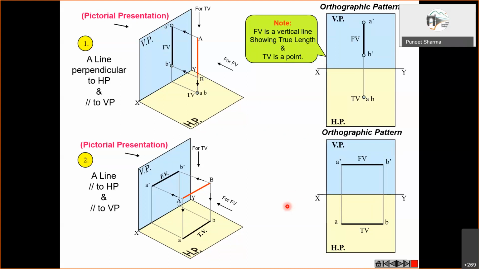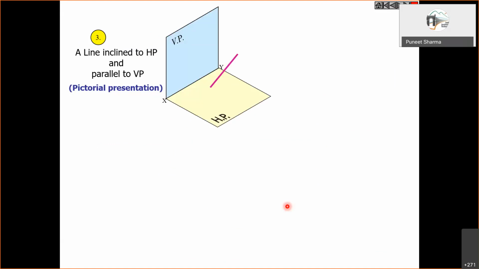Now let us consider the case when the line is inclined to any one of the planes. So now we consider this case. The line is inclined to the horizontal plane and is parallel to the vertical plane. So this pink line again represents the case where it is inclined to the horizontal plane and parallel to the vertical plane. Capital A, capital B mention the names. Then this is showing the inclination with the horizontal plane.